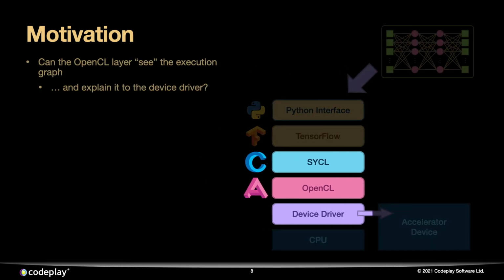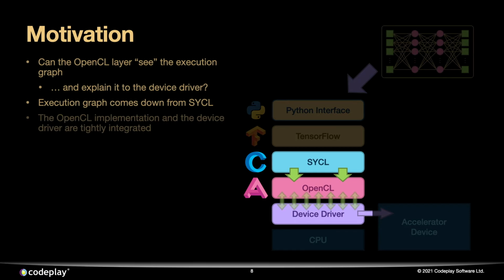That means that when we're asking questions about how we execute graphs with OpenCL, what we're really asking is, what does the OpenCL implementation see? And what does it understand about the graph, and how can it explain that to the device driver? So the execution graph comes down from the SYCL layer, and the OpenCL implementation is tightly integrated with the device driver. And this can really play out in two different ways.